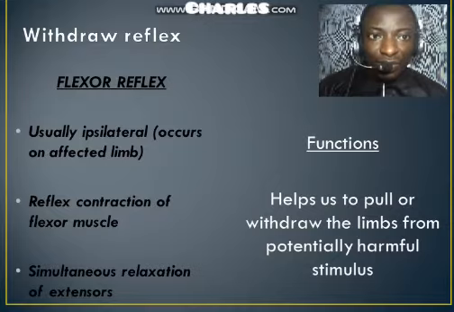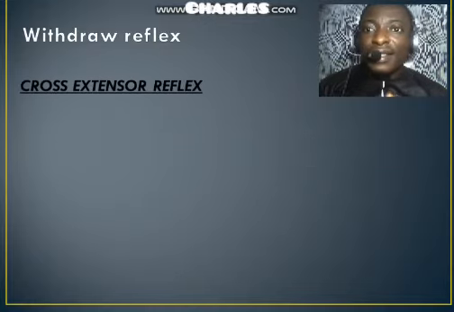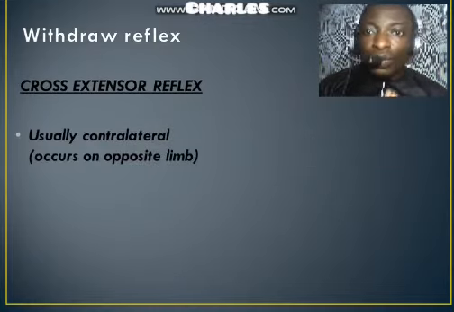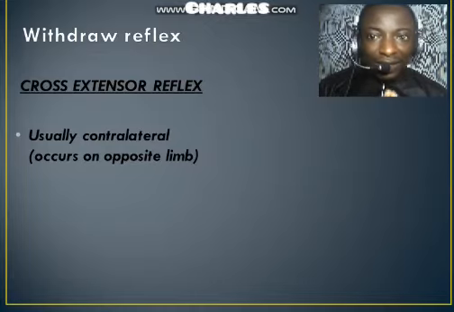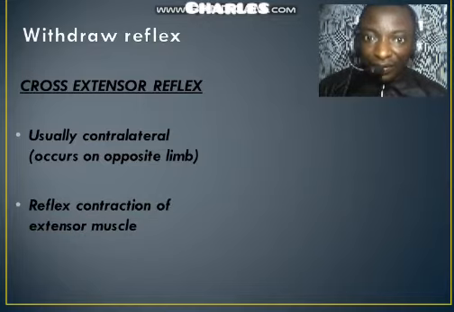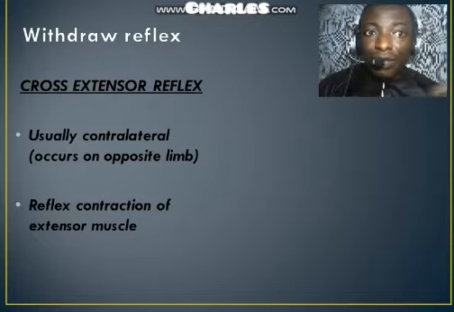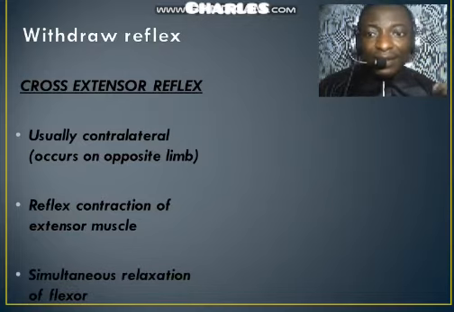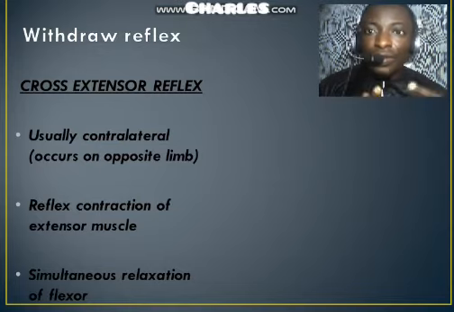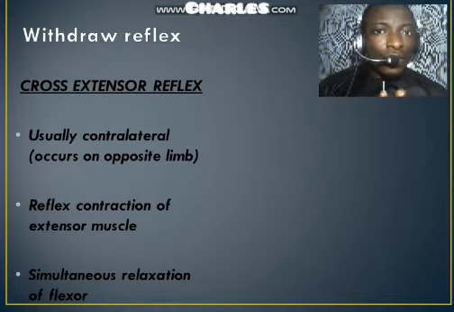Functionally, the flexor reflex helps us to pull or withdraw the limbs from potentially harmful stimulus. Going forward, the extensor reflexes are usually contralateral. That is, they occur on the opposite limb. During cross extensor reflex, there is reflex contraction of the extensor muscle and the simultaneous relaxation of the flexor muscle. So the cross extensor reflex is the opposite of the flexor reflex.